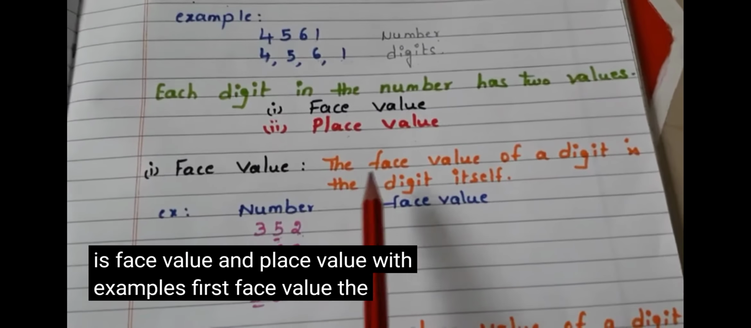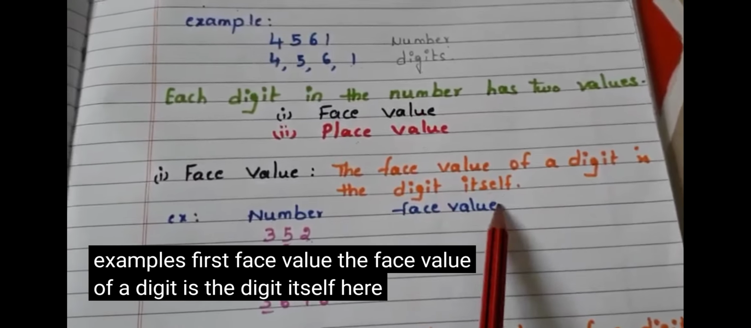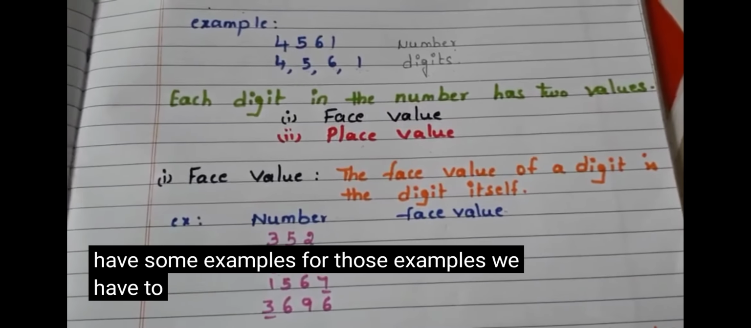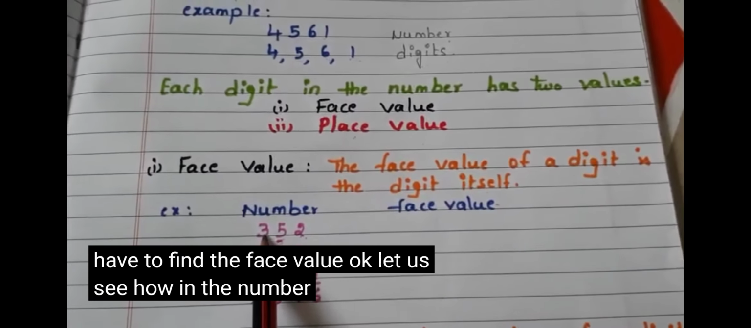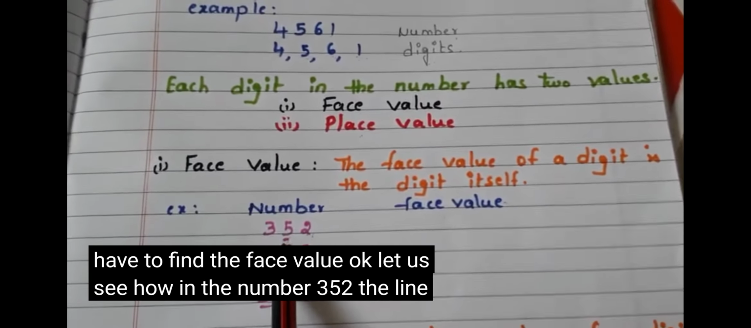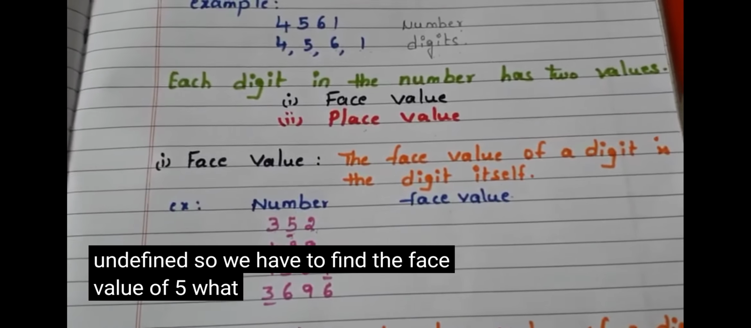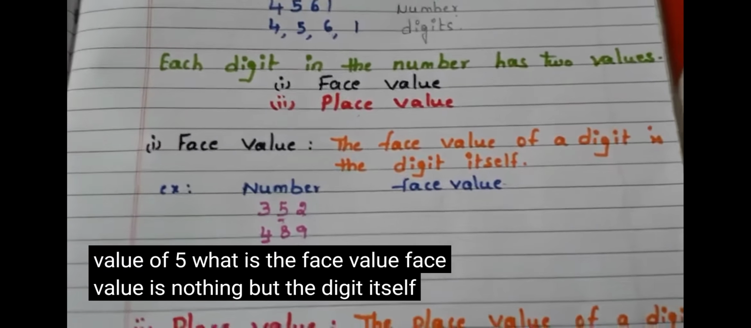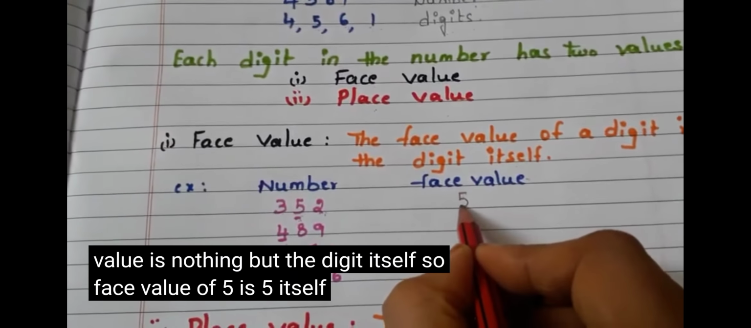First, face value. The face value of a digit is the digit itself. Here we have some examples for which we have to find the face value. Let us see how. In the number 352, the line is under 5, so we have to find the face value of 5. What is the face value? Face value is nothing but the digit itself. So the face value of 5 is 5 itself.